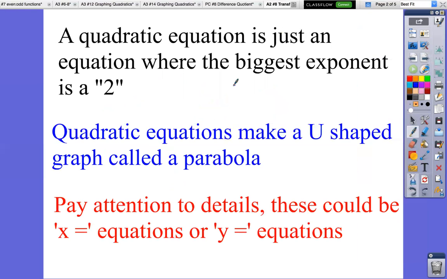So here's everything that I just said. A quadratic equation is just an equation where the biggest exponent is a 2. Quadratic functions, expressions, equations, they always make U-shaped graphs called parabolas. Now in the red, I just want you guys to be familiar with this. I need you guys to pay attention to details. Not so much today or tomorrow, but when we get through this, because they could be x equal equations or y equal equations.